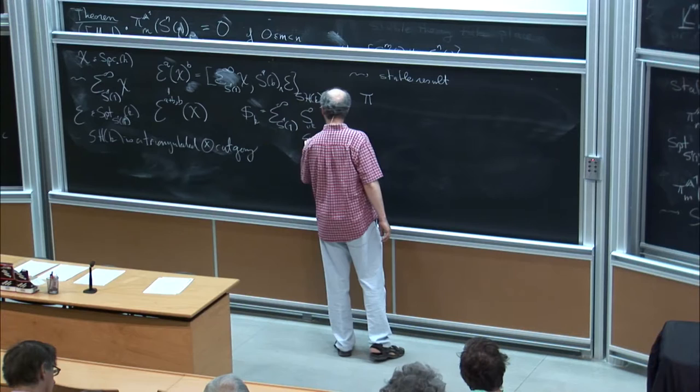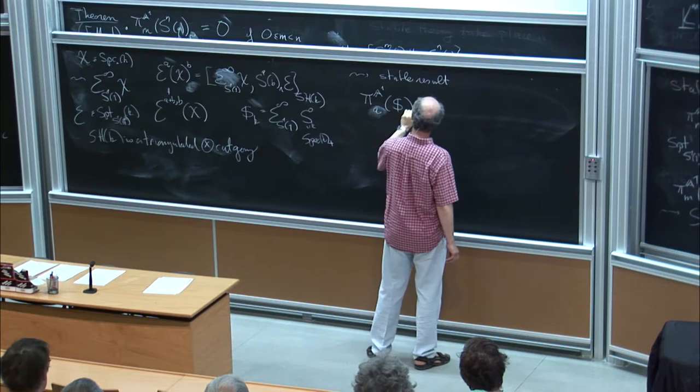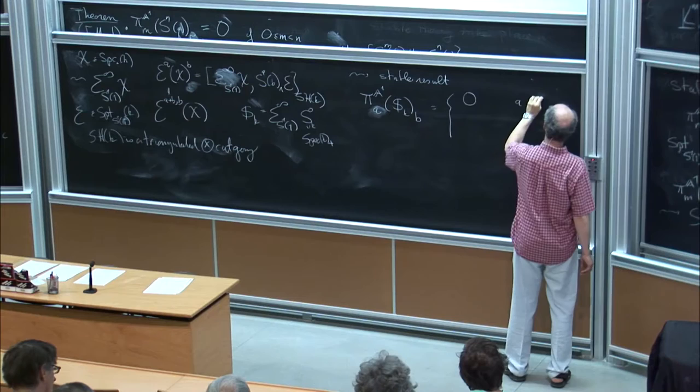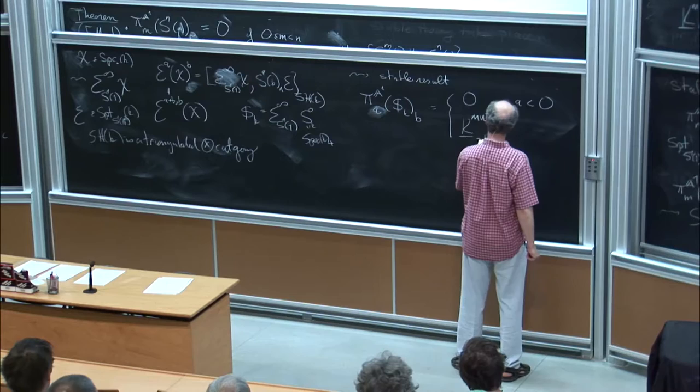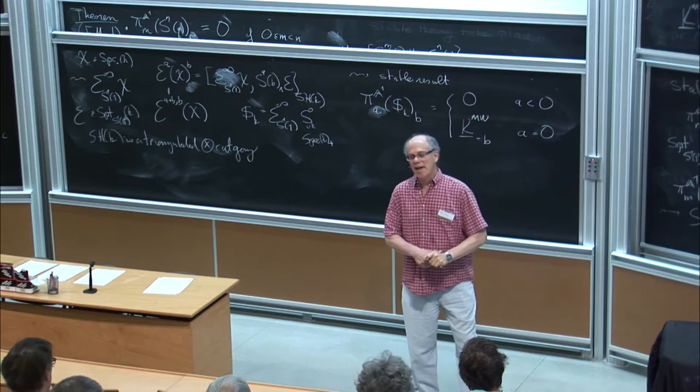We have, if you take the zeroth, well, let's say you take the A of K, B is equal to zero if A is less than zero, and it's equal to the Milnor-Witt sheaf in degree minus B for A equals zero. Okay, so you might ask, what's the analog of ordinary cohomology?